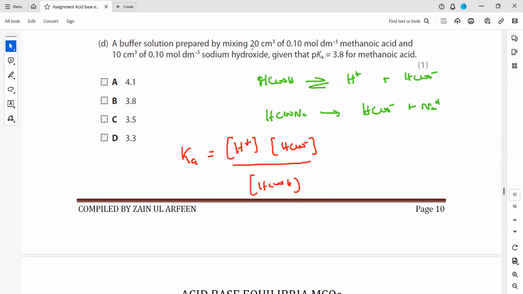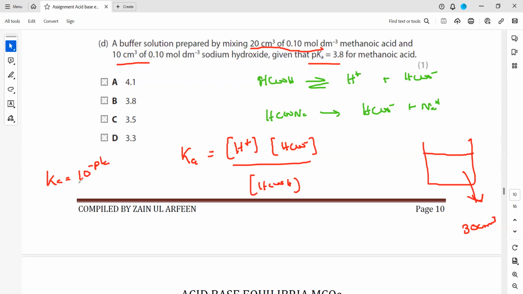Now, when we mix the two solutions, like here 20 cm cube is there and here 10 cm cube. So when we mix them together, the new volume of the solution will not be 20 or 10, it will be 30 cm cube. So the concentration of both will change. We have pKa, as I mentioned. How can we find the Ka? As we have the formula, K is equal to 10 raised to power minus pK. So that will give us the value for K. So we'll have 10 raised to power minus 3.8. This is the value of K. Hydrogen ion concentration we have to work out.